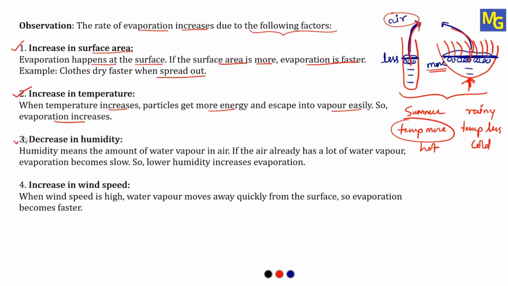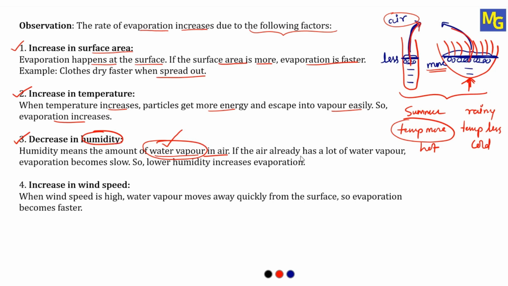Next is decrease in humidity. Humidity means the amount of water vapor in air. Remember, humidity means the amount of water vapor present in air. Now you may be thinking, from where does the water vapor come into the air? Wherever there is open water on the land, in the form of lakes, or if you have kept water open, or ocean, river, etc., all those water molecules will get evaporated due to sunlight, and therefore there will be a large amount of water vapor in the air, and that is called humidity.